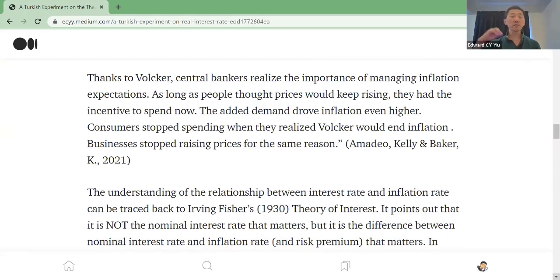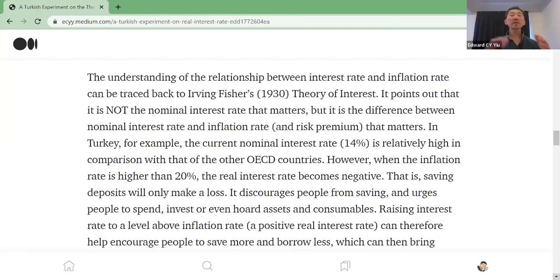Finally, central bankers realized the importance of managing inflation expectations. As long as people thought prices would keep rising, they had the incentive to spend now, so the added demand drove inflation even higher. Consumers stopped spending when they realized inflation would end, and businesses stopped raising prices for the same reason. So it is inflation expectation that matters. Understanding the relationship between interest rate and inflation rate is very important, which we can trace back to the famous economist Irving Fisher's 1930s theory of interest.